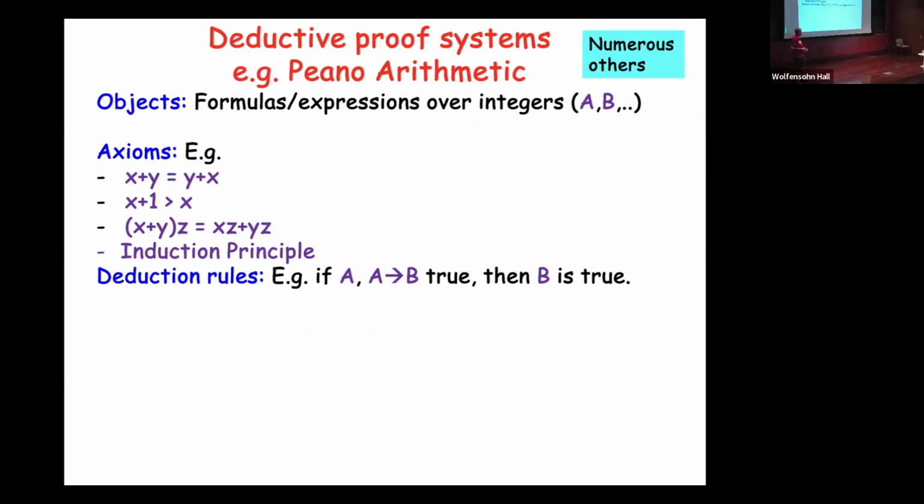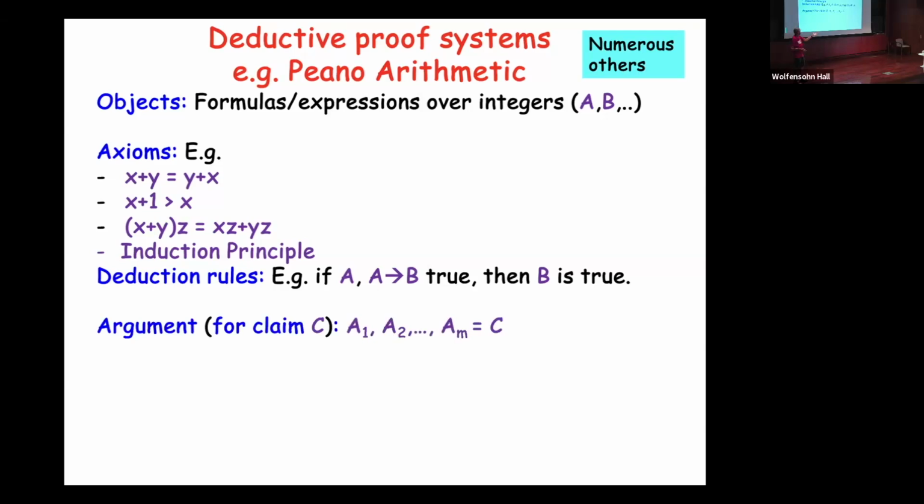And deduction rules. There are ways to get from some formulas to others in a sound way. If we know, for example, that A is true, and we know that A implies B is true, we can infer that B is true. Okay, so those are the rules. And what does an argument look like? Let's say for a formula C.